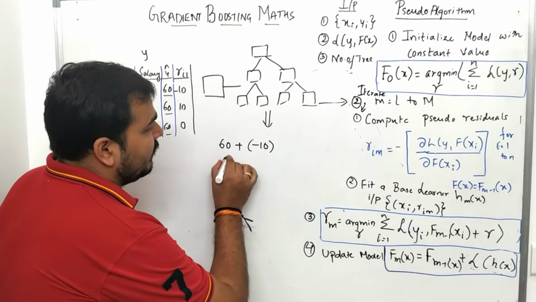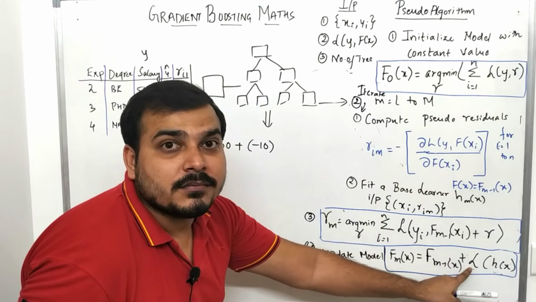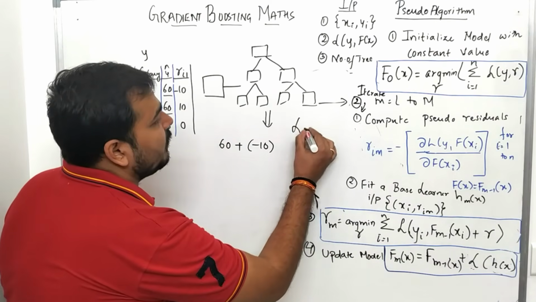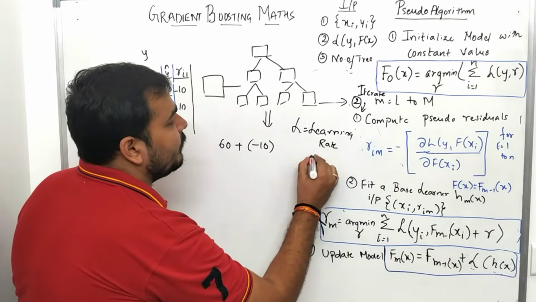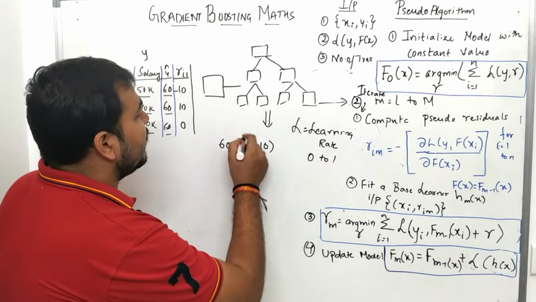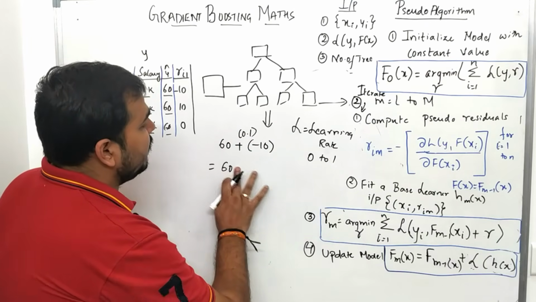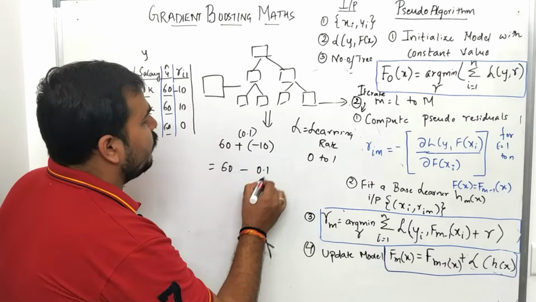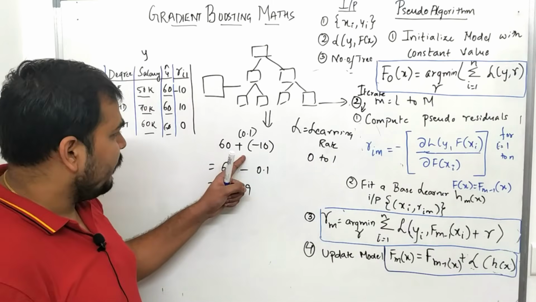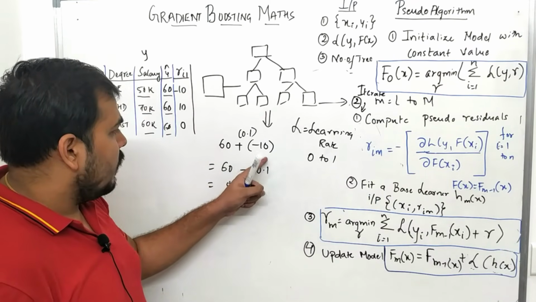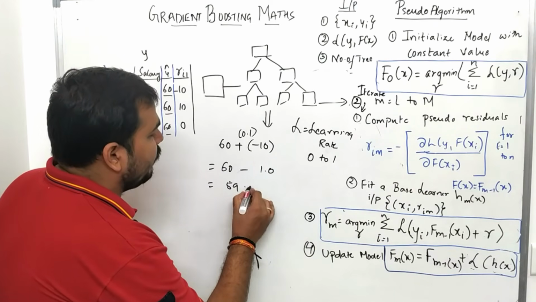But remember, this same formula we are using over here, but there is also a value called alpha. This alpha is nothing but the learning rate, and it is usually selected between 0 and 1. Suppose I select 0.1, then this will be nothing but 60 minus 0.1, which is 59.9. I hope I have done it correctly. Minus, not 0.1, it will be minus 1.0. So this will be nothing but 59.0.